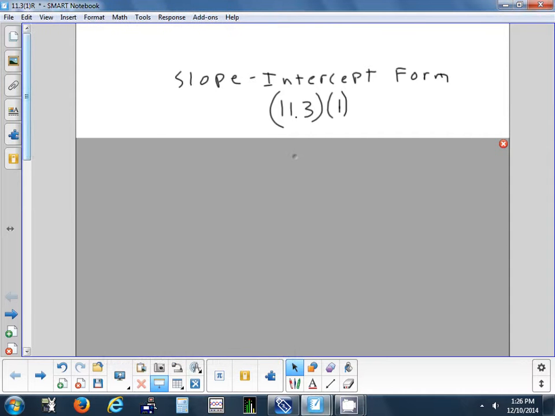Okay, so we're going to start 11.3, part 1, and it's on what we call Slope-Intercept Form. Basically, it's an equation of a line. There are different ways you can write the equation of a line. Slope-Intercept Form is one of them.